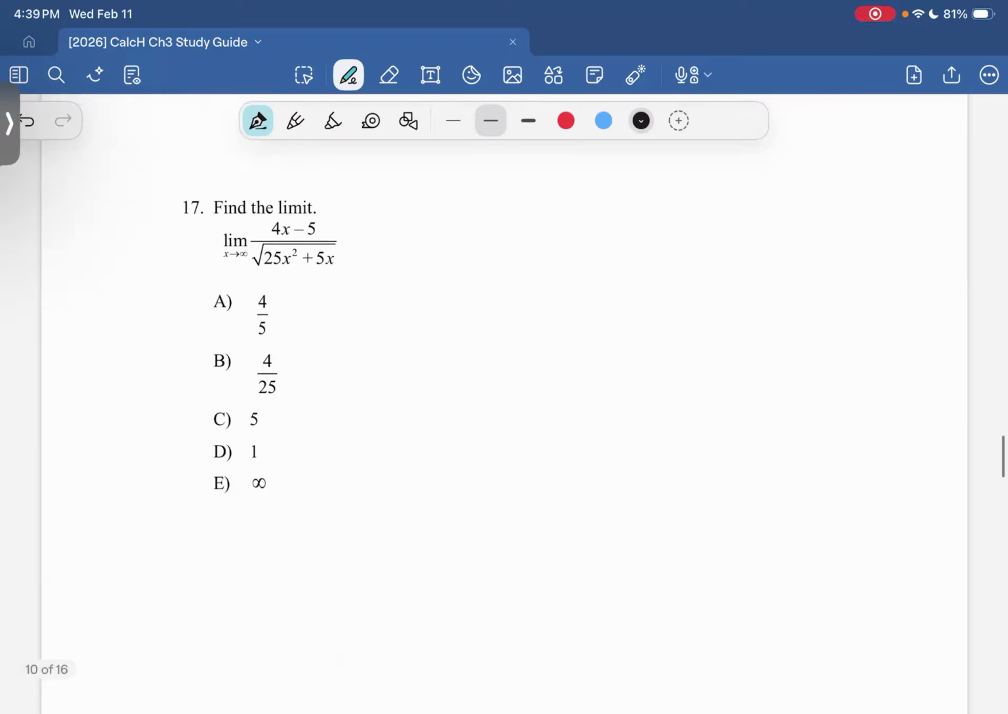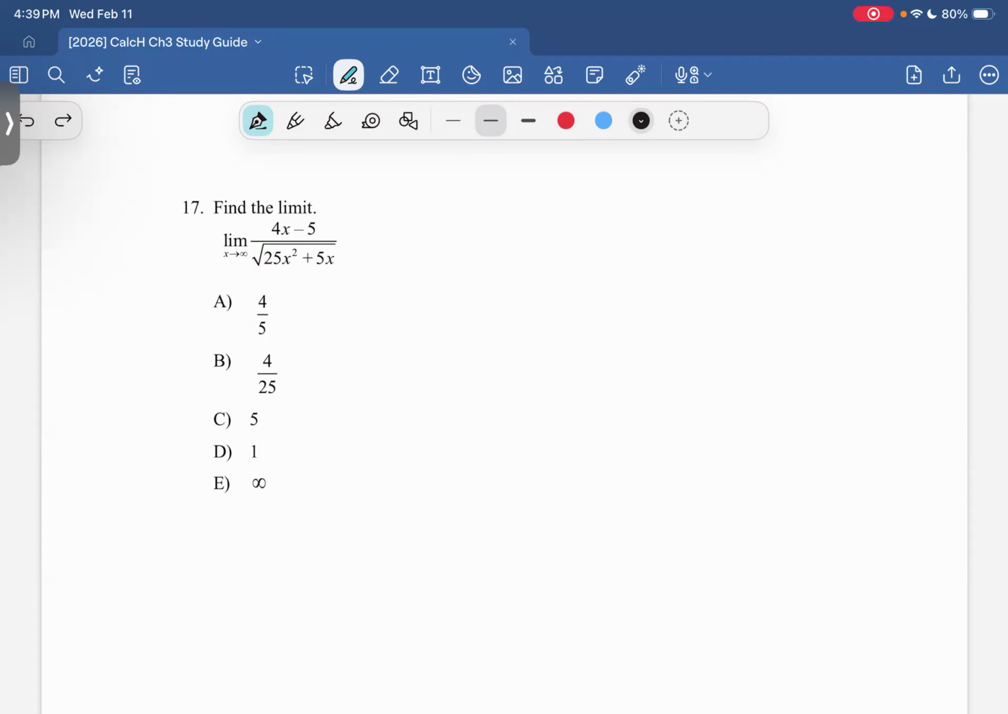This one I showed you guys in class once. To find the limit here, we want to take the leading coefficients. However, the square root adds some complications. That means that this is the leading term, 25x squared. However, the real degree of the denominator is actually just 1.